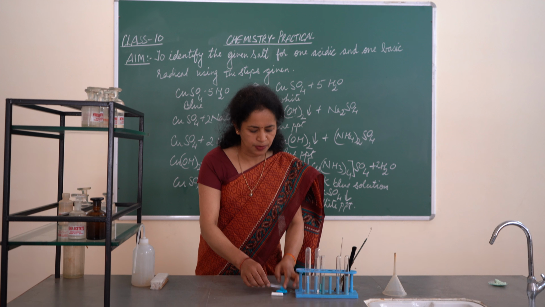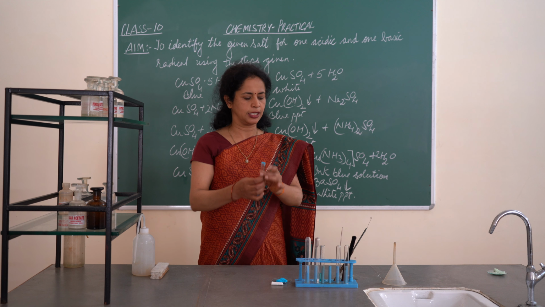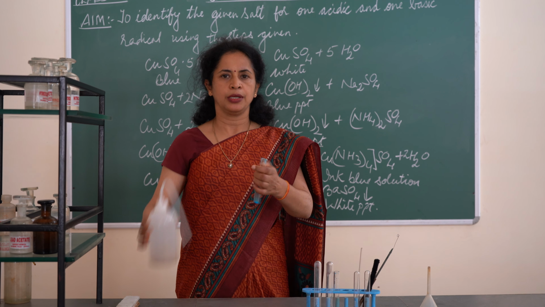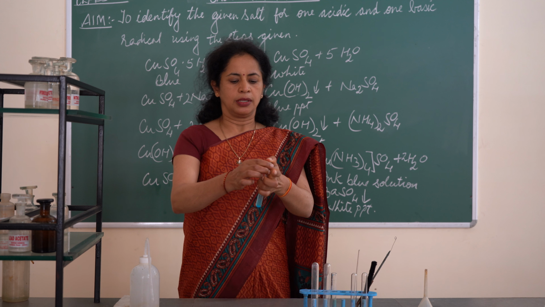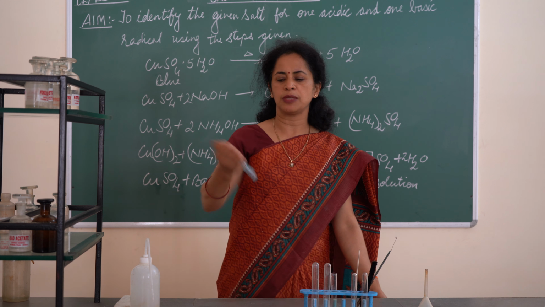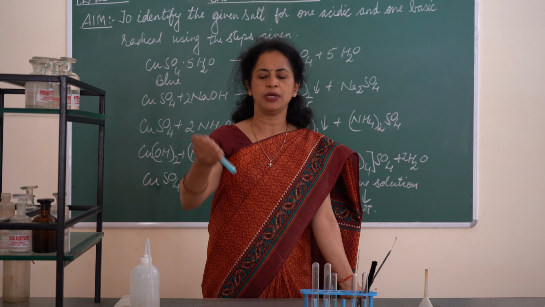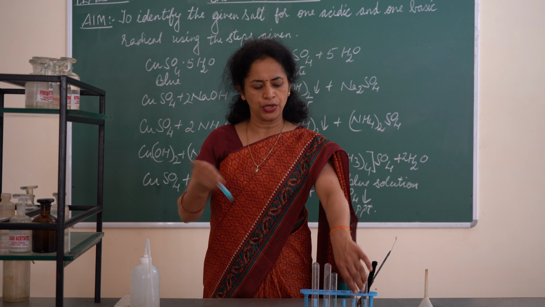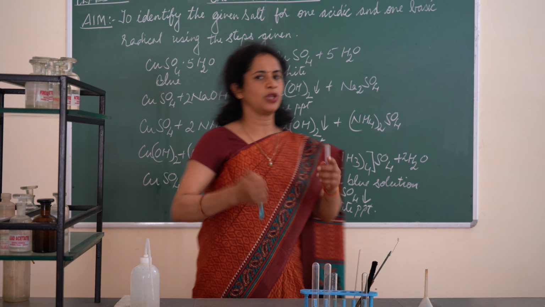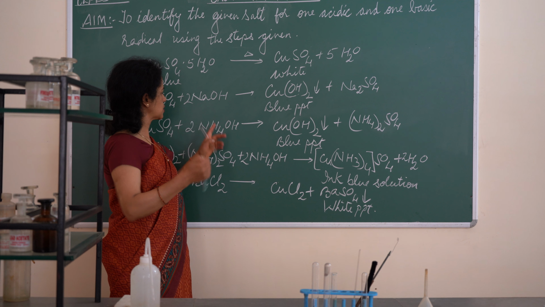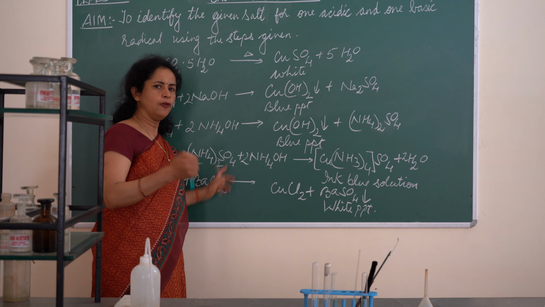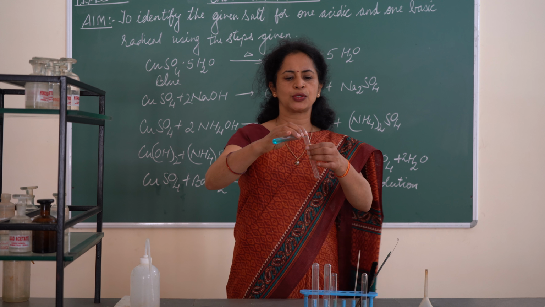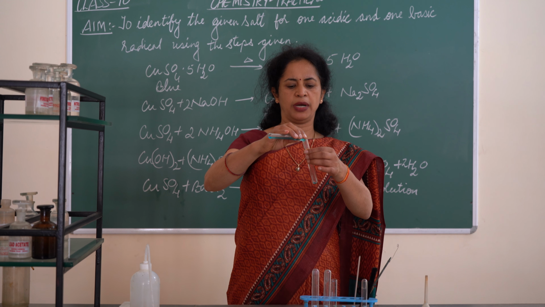So, first we will take a small amount of the given salt in a test tube and prepare its solution in water. It gets dissolved in water, it means the given salt is soluble in water. This solution we will divide into 3 equal parts because we have to test it with sodium hydroxide, ammonium hydroxide and for the test of sulfate ion also.